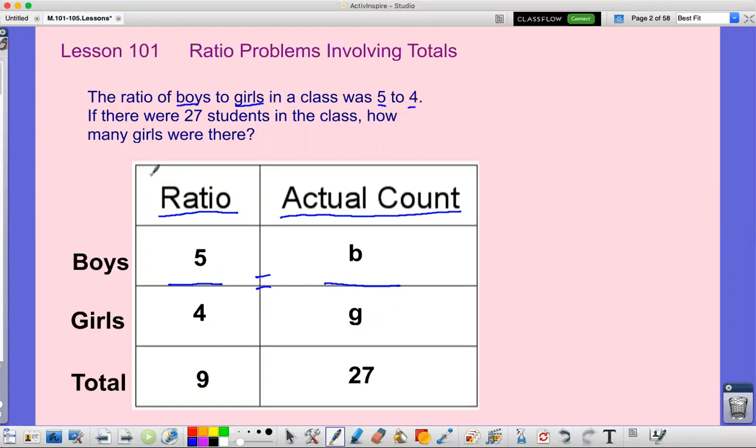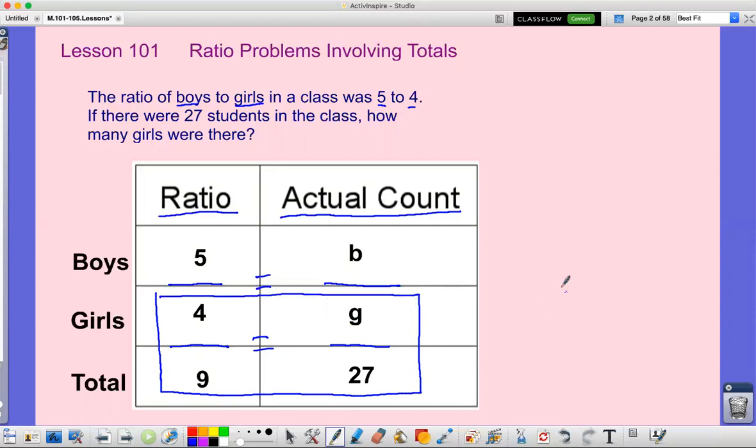You can see that in this case, you've got 4 and 9. So you could actually look at it like this too. 4/9 is the same as G over 27. So that's the one we want to use. We want to use this set right here in order to complete the missing information. So in this case, I see that 4/9 equals G over 27.